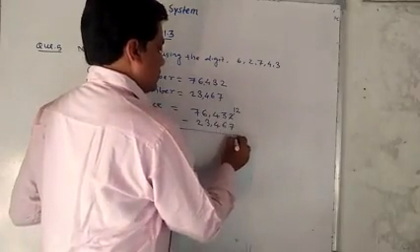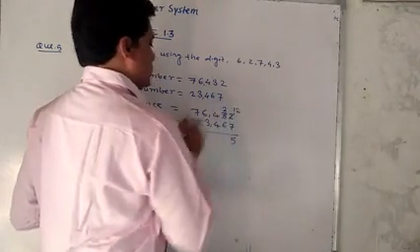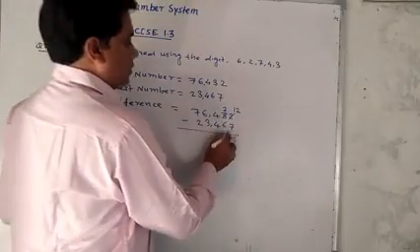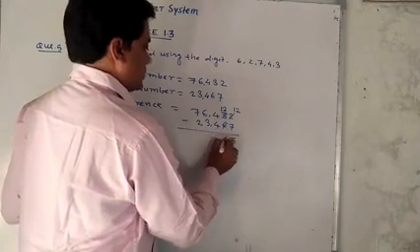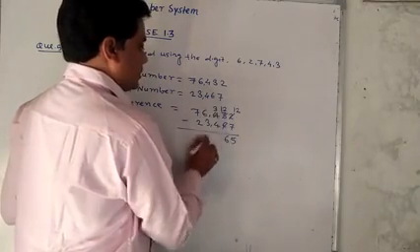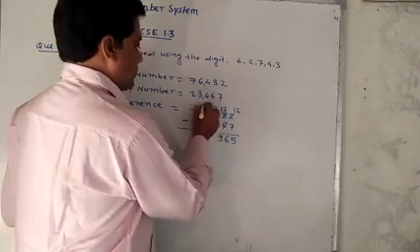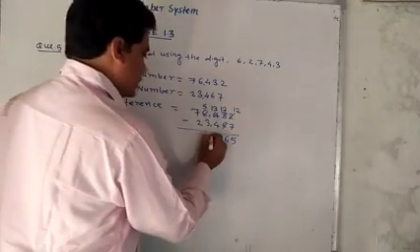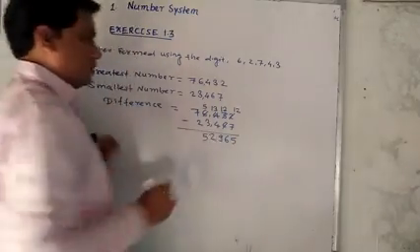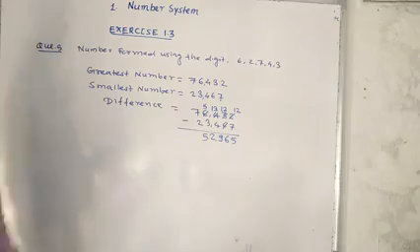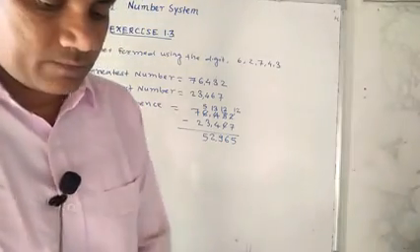12 minus 7, 5. Here written 2. 2 minus 6 means again 12 minus 6, 6, and here 3. 3 means 13. 13 minus 4, 9. Here 5. 5 minus 3, 2. And 7 minus 2, 5, means 52,965.